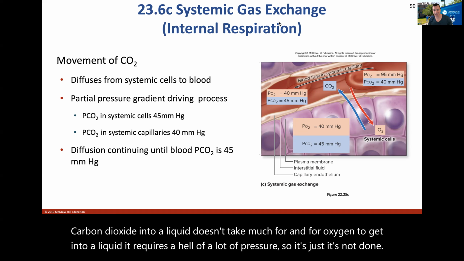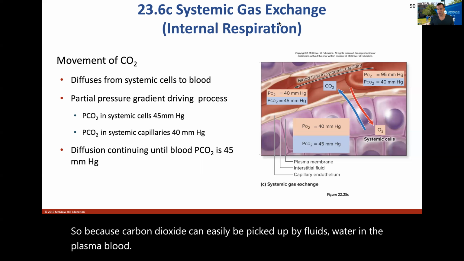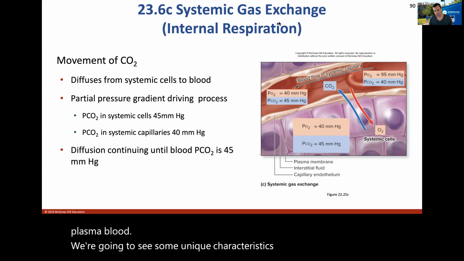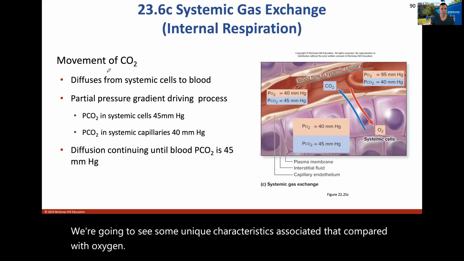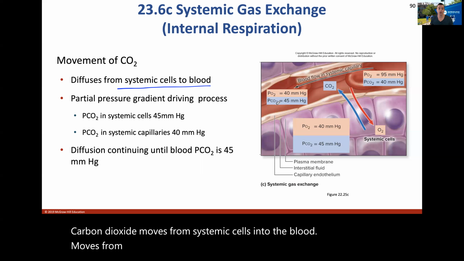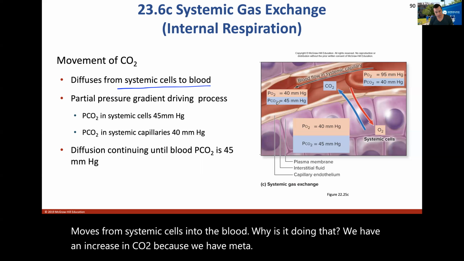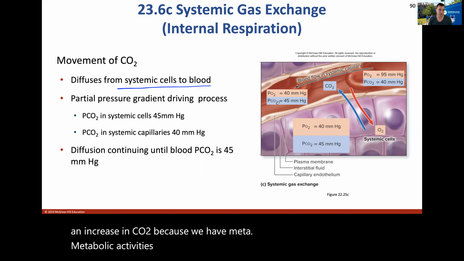So because carbon dioxide can easily be picked up by fluids, water, the plasma, blood, we're going to see some unique characteristics associated with that compared with oxygen. Okay, so carbon dioxide moves from systemic cells into the blood. Why is it doing that? We have an increase in CO2 because we have metabolic activities occurring within the cells. And one of the byproducts of metabolism was an increased production of carbon dioxide.